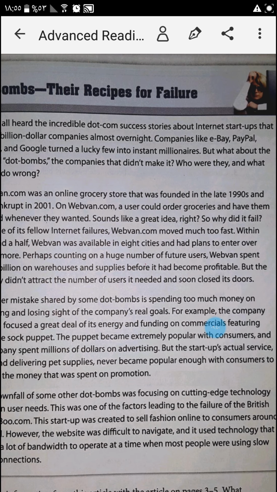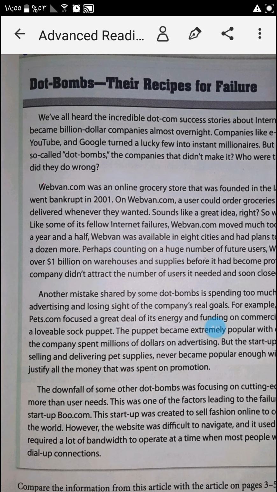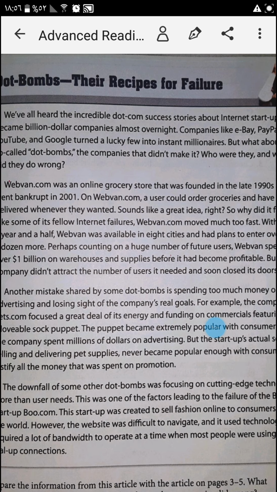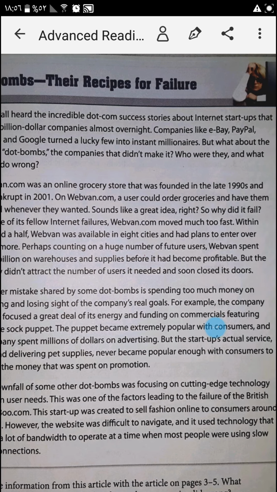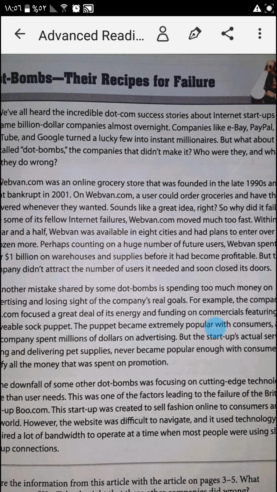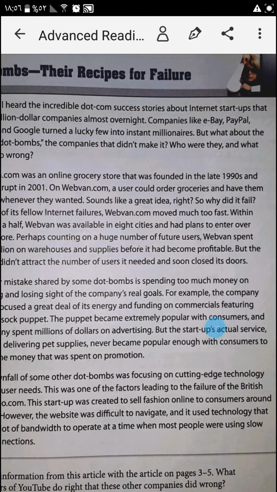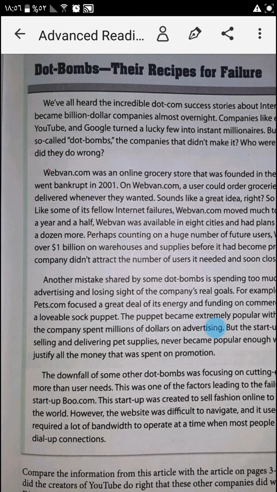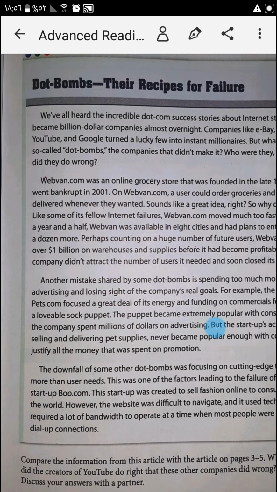Okay, and he asked a question: what about the so-called dot-bombs, the companies that appear and then vanish quickly, that appear and disappear suddenly or fail? The companies that didn't make it, they didn't succeed. And another question: who were they, these companies, and what did they do wrong? What is the wrong they did, so that they failed or could not succeed and become famous and successful companies?